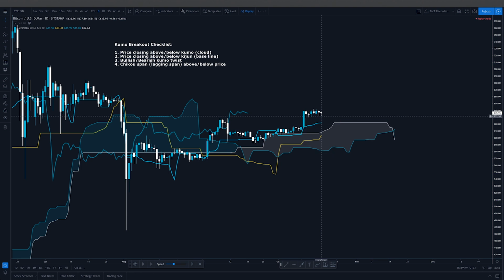Number 2, price closing above or below the Kijun. Price is definitely above the Kijun here. Number 3, bullish or bearish Kumo twist. Well, since we're looking for longs, we just got that bullish twist. Awesome. Let's double check the last one. Number 4, Chikou span above price. Yup, Chikou span in comparison to the price just below it, we are above it. We've now fulfilled all 4 prerequisites for taking a Kumo breakout to the upside.